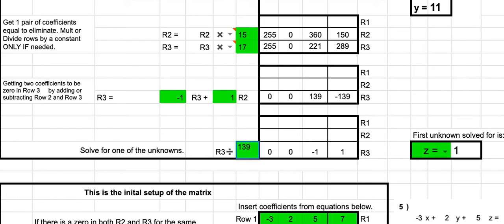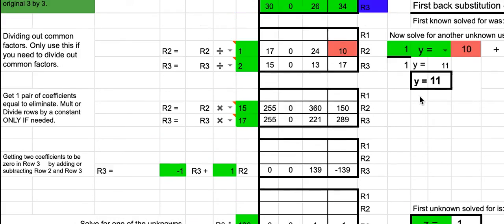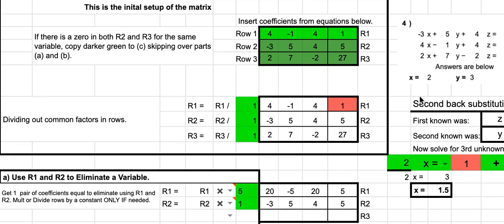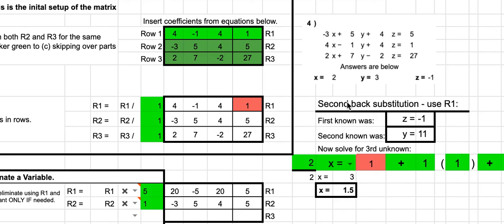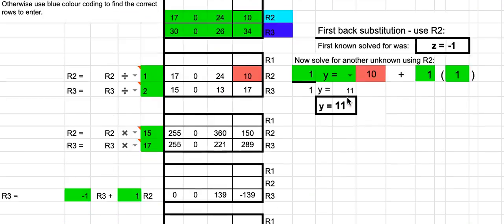139 there. So z is negative 1. Okay, z is negative 1. Let's go back up, just make sure we're right. Z is, in fact, negative 1. Okay, let's do number 5.